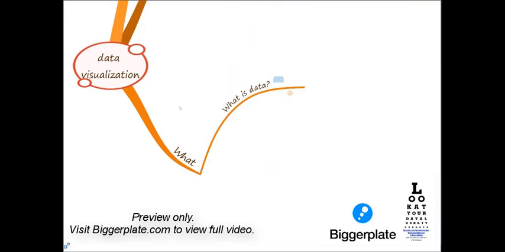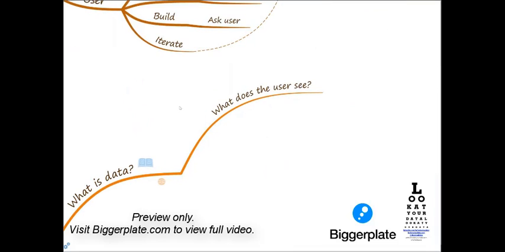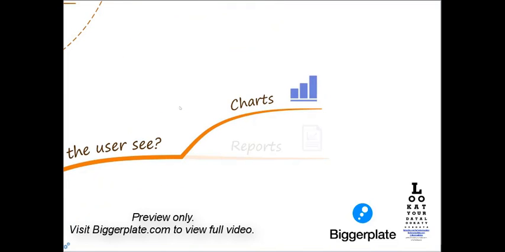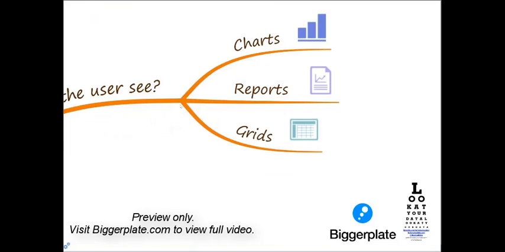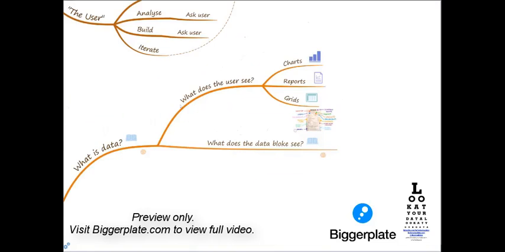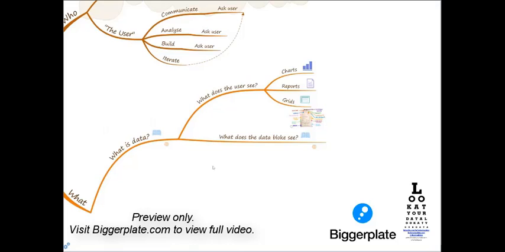So let's start with, what is data? Well, what does the user see? For the typical user, who, if you remember, I'm assuming is completely non-technical, they see data like this. They see charts, they see reports, and they see grids. For the data bloke, what does the data bloke see?